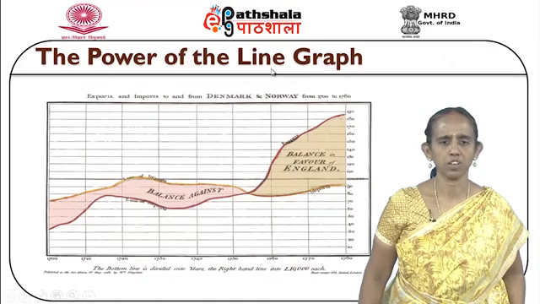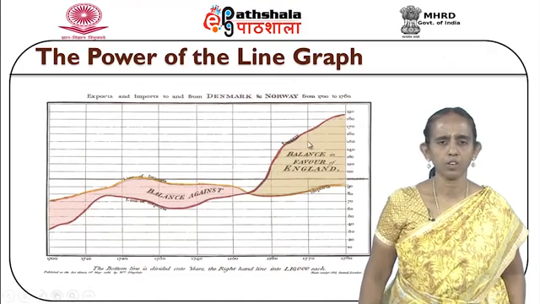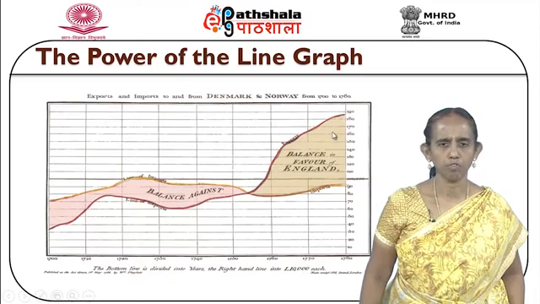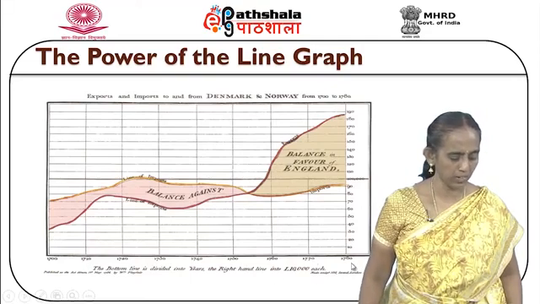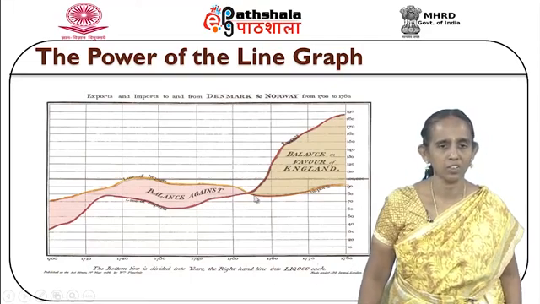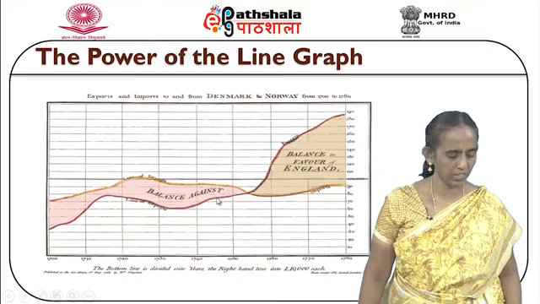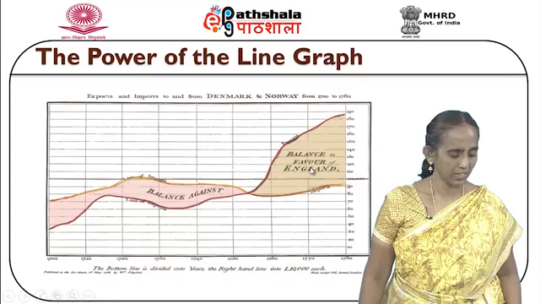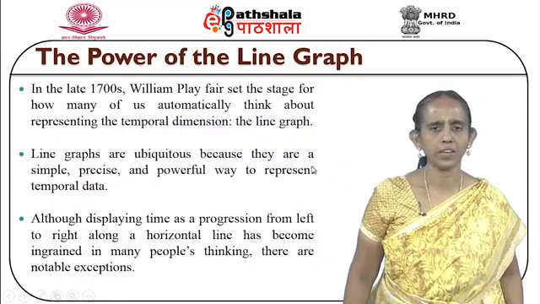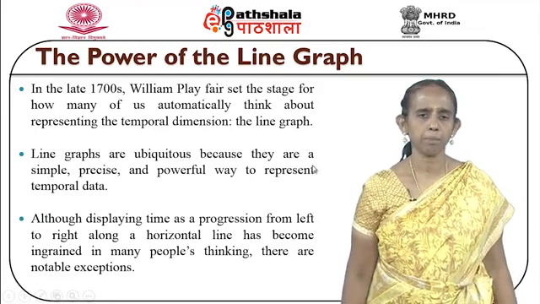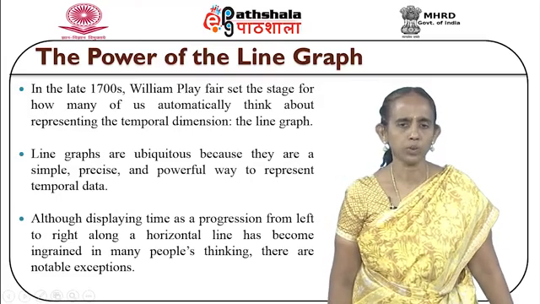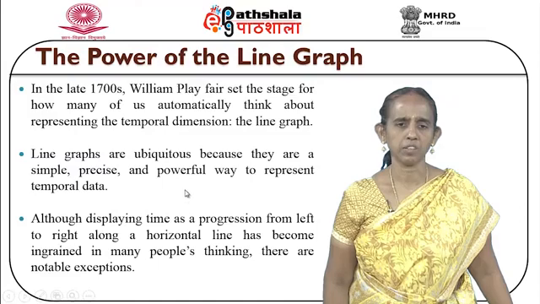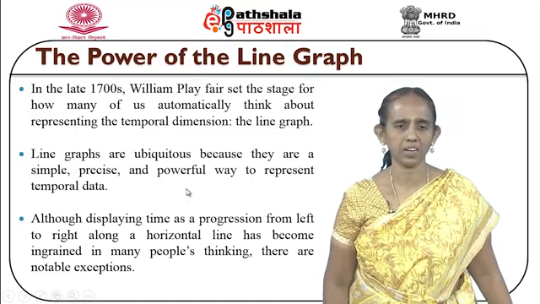So this is an example which shows the power of the line graph, which was done very long ago. Here you can see the x-axis is a timeline which starts from 1700 to 1780. Here we can see how the balance was against and the balance was in favor of England. In the late 1700s, William Playfair set the stage for how many of us automatically think about representing the temporal dimension, that is, a line graph. Line graphs are ubiquitous because they are a simple, precise and powerful way to represent temporal data.